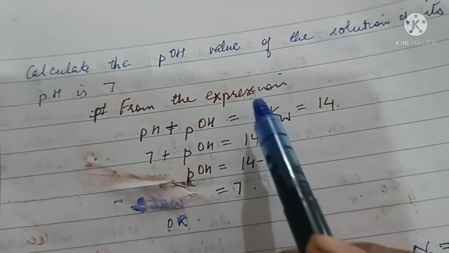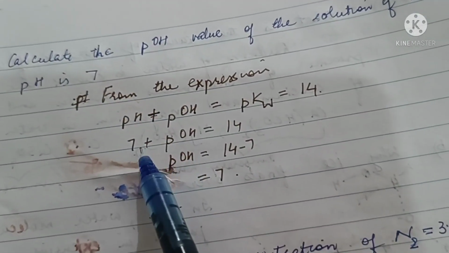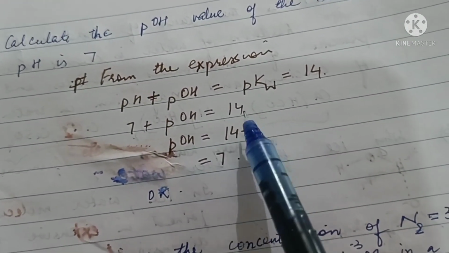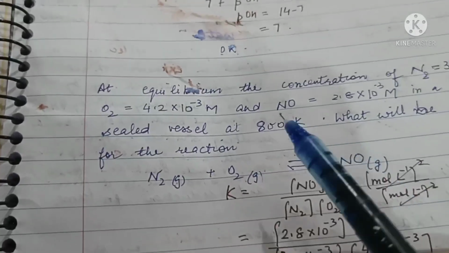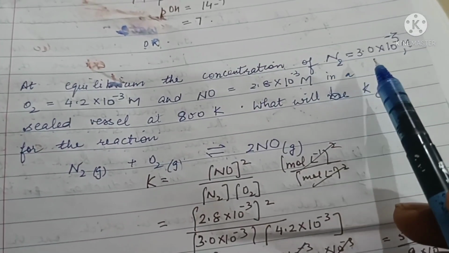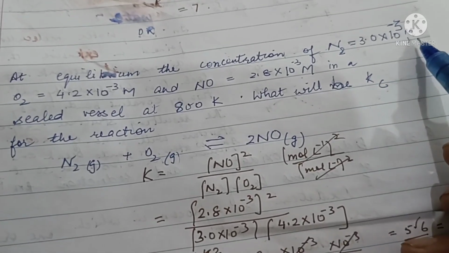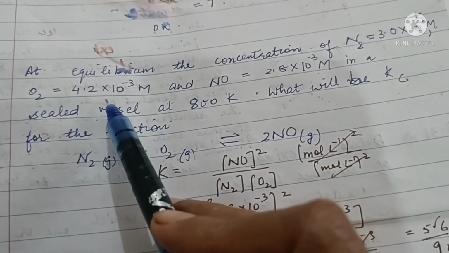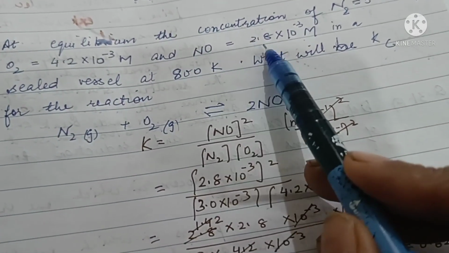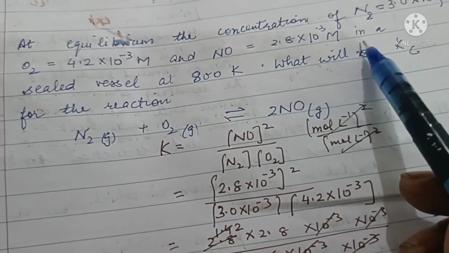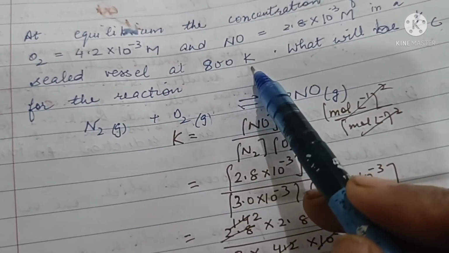So putting the value of pH as 7, we get pOH is equal to 14 minus 7, which is equal to 7. At equilibrium, the concentration of N2 is 3 into 10 to the power minus 3 molar, oxygen 4.2 into 10 to the power minus 3 molar, and nitrogen monoxide 2.8 into 10 to the power minus 3 molar in a sealed vessel at 800 Kelvin.